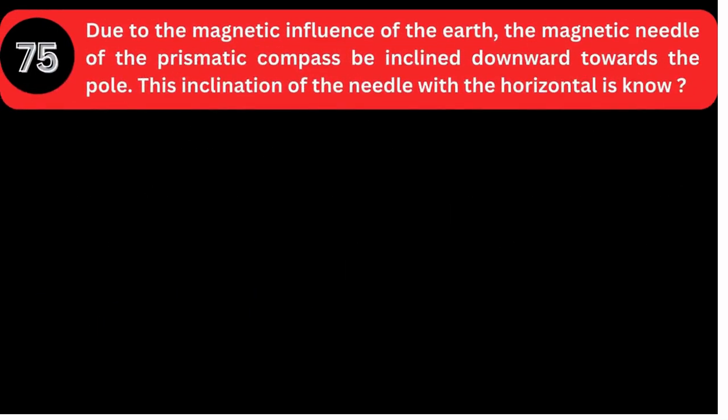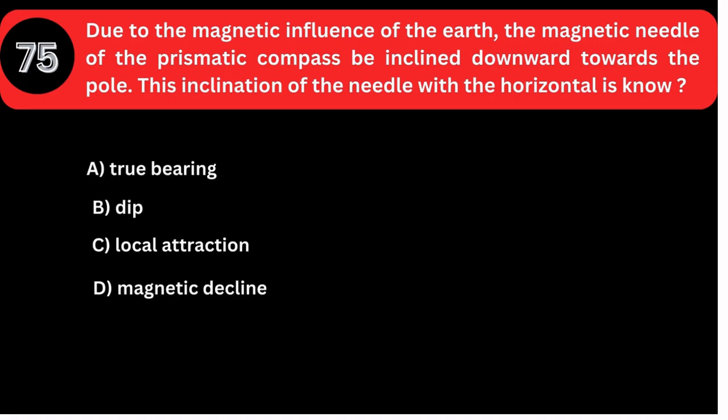Due to the magnetic influence of the Earth, the magnetic needle of the prismatic compass is inclined downward towards the pole. This inclination of the needle with the horizontal is known as. Options: A, true bearing; B, dip; C, local attraction; D, magnetic declination. Answer: B, dip.